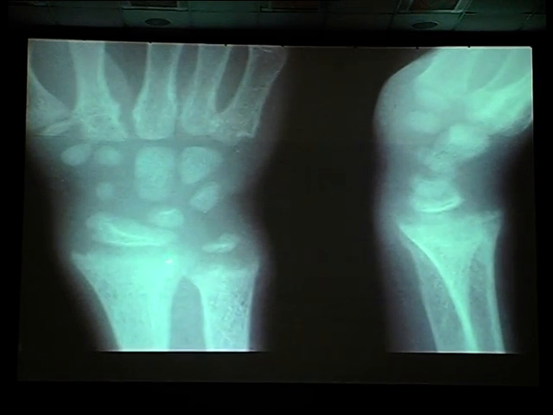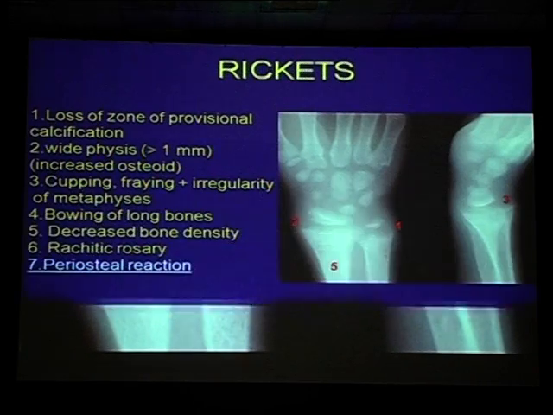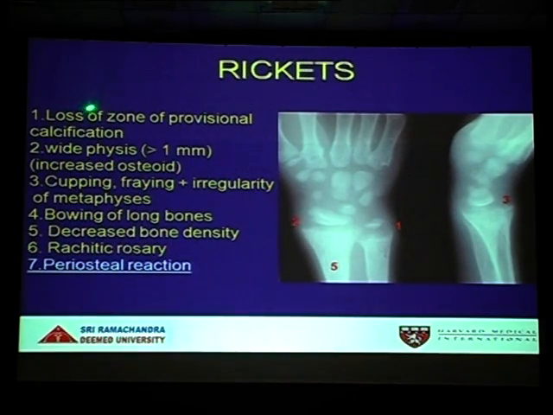Here you see this cupping, fraying, splaying, and the zone of provisional calcification is increased, and bone demineralization is also there. This is the classical appearance of rickets. So the findings will be loss of the zone of provisional calcification, wide epiphysis, cupping, fraying, splaying, and irregularity of the metaphysis, bowing of the long bones, decreased bone density, rachitic rosary in the ribs, and a periosteal reaction will be there in case of rickets.